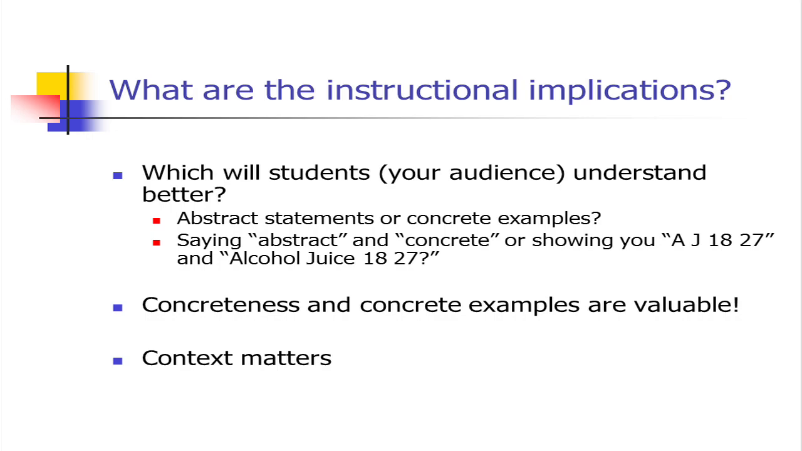I could have discussed this whole scenario just saying abstract versus concrete and how concrete is more easily understood than abstract. However, showing you the A, J, 18, 27 versus the alcohol, juice, 18, 27 gives you an example of what abstract looks like and what concrete looks like. So I'm trying to be concrete explaining the difference between abstract and concrete. Okay? So concreteness and concrete examples are very valuable, right? Those are very helpful for us better understanding. Context also matters, right? So it was really the same situation, but it was phrased in a different context. And so that's an important thing to pay attention to.